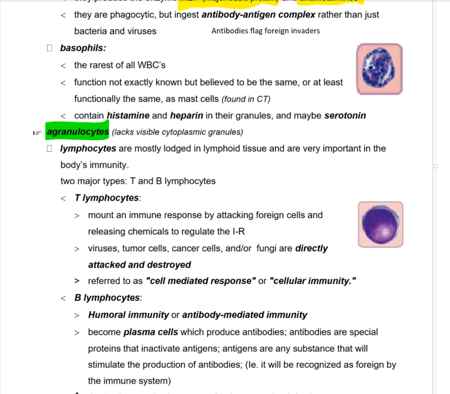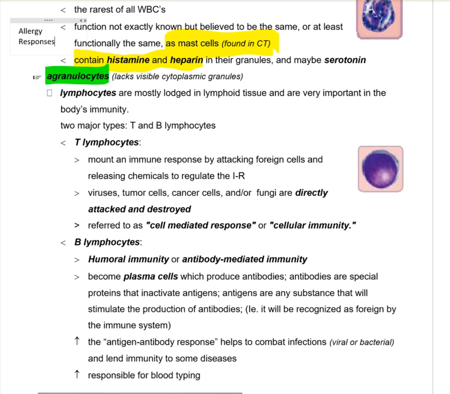Basophils, so these are the rarest ones. These are the hardest ones you're going to see on your slides. Function's not exactly known, but it appears that they act like mast cells in the connective tissue. We talked about those in 231. They do contain histamine and heparin in their granules and maybe even some serotonin. And so they basically have allergy responses. Okay.